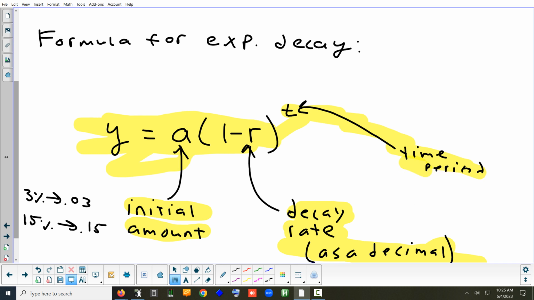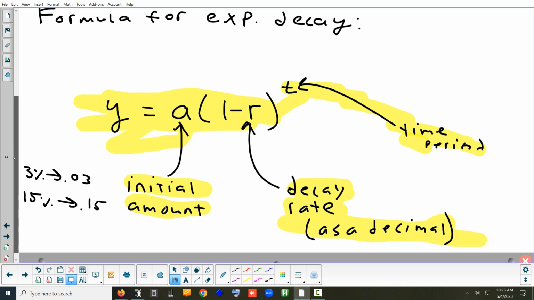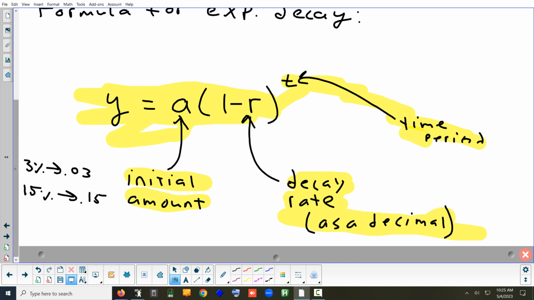Right, and T, just going to simplify that, T is just the time period. So it's usually measured in years. That's it. So any question on the formula? Okay, so let's look at example 3 and see if we can figure that out.